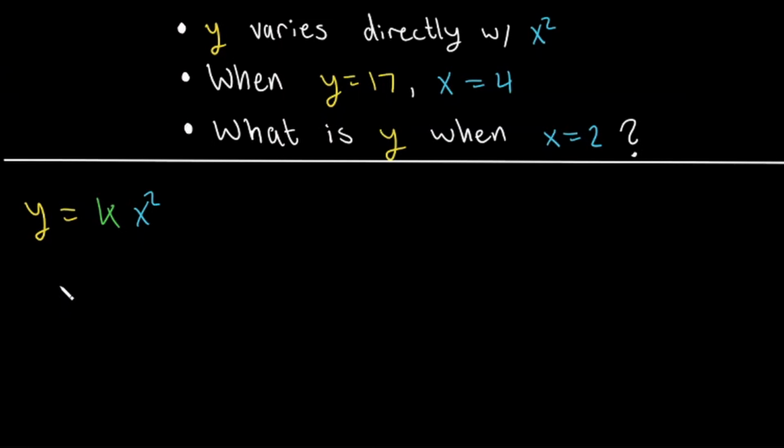To emphasize this point, what if we had y is inversely proportional with the square root of x? We could just write that as y equals k over the square root of x. Y is inversely proportional to the square root of x. But let's get back to the problem at hand.